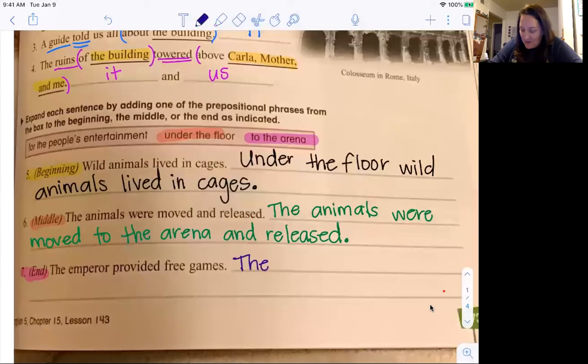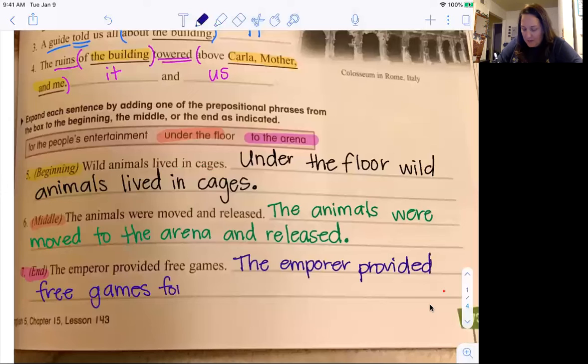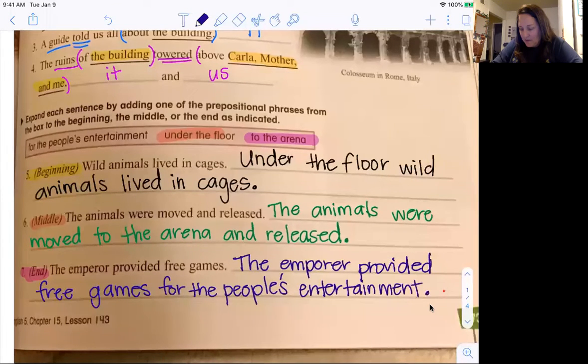The emperor provided free games for the people's, remember, people apostrophe S because it's possessive, entertainment. Okay, and put a period.